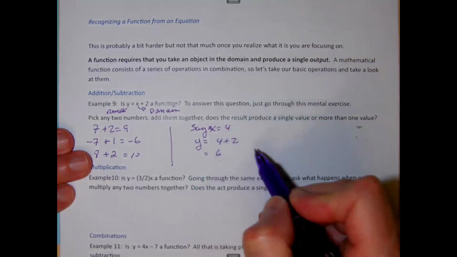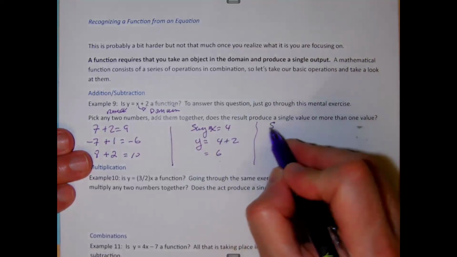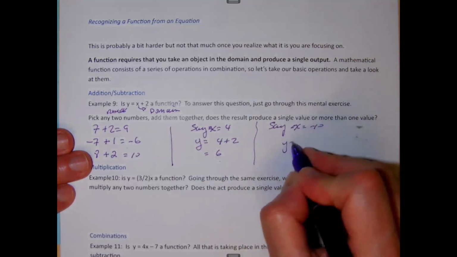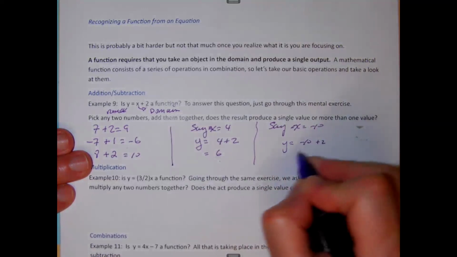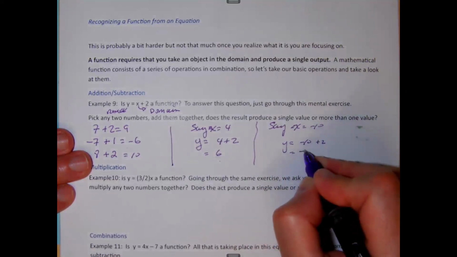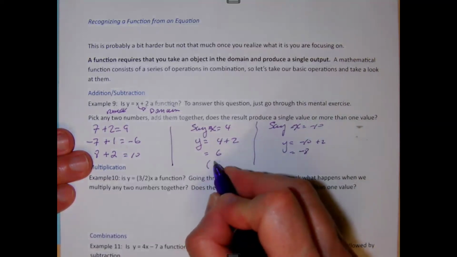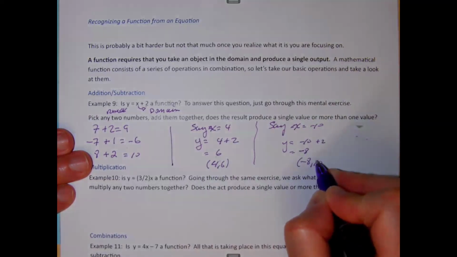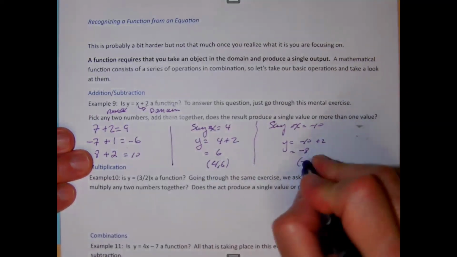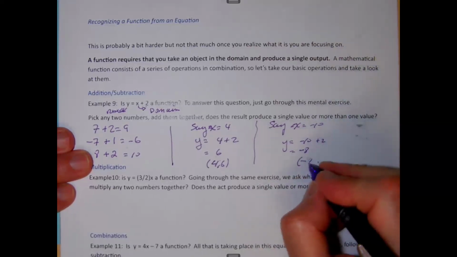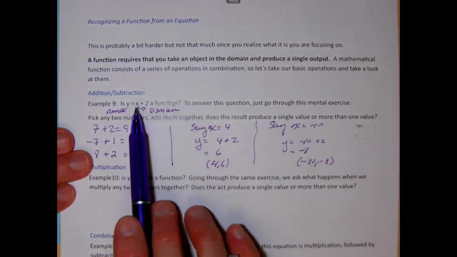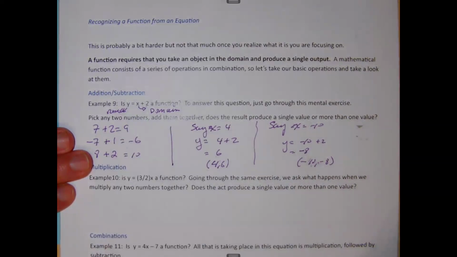So that produced one value, and you can quickly start seeing that no matter what you pick, say x equals -10, so now we're going to evaluate this, and -10 goes to -8. So again, here you have the ordered pairs, 4, 6, and -10, -8. So every time I choose a value, it only takes me to one place. So yeah, this is a function. How do I know that? Again, every time you add two numbers, all you get is one value. So this is a function.